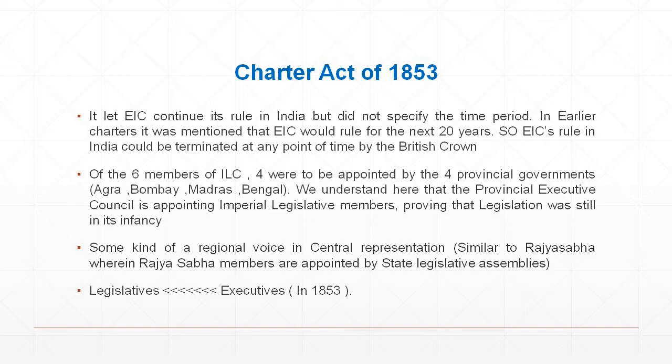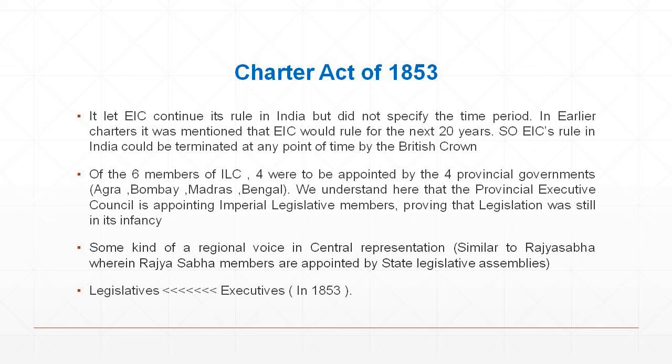In Rajya Sabha, what happens is that the members of the Rajya Sabha are elected by the members of the state legislative assemblies. That is why we call it Rajya Sabha, that is state council, council of states. So here too we have the system where out of six people, Madras will give one, Bombay will give one, Bengal will give, and Agra will give one. Okay.